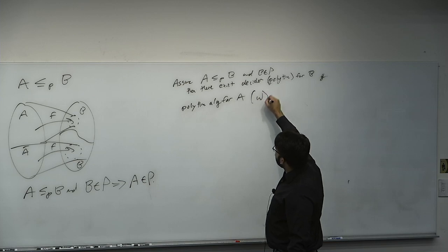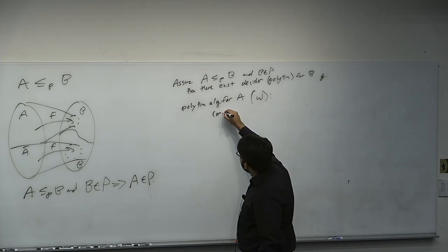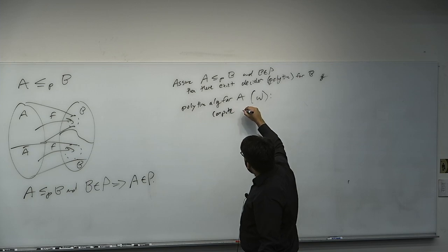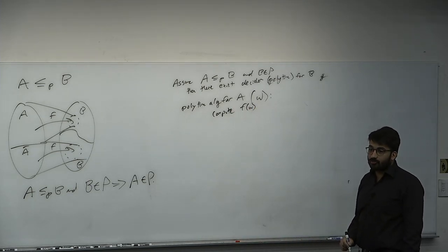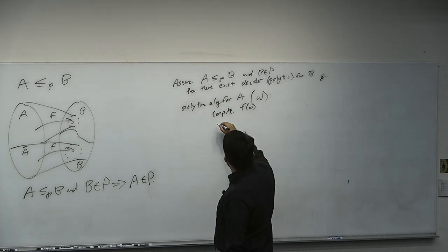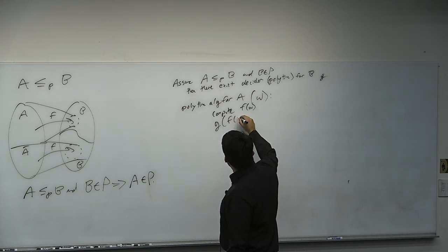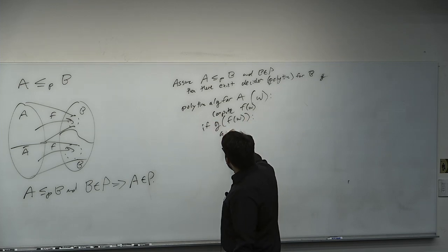This polytime algorithm for A is going to take on input W, and it's going to compute F of W. That's going to take polynomial time because the reduction takes polynomial time. Then it's going to say if G of F of W accept, else reject.